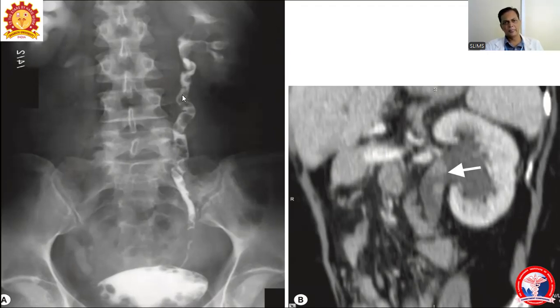Here, you are seeing multiple hypodense areas. They are actually multiple myeloma lesions.